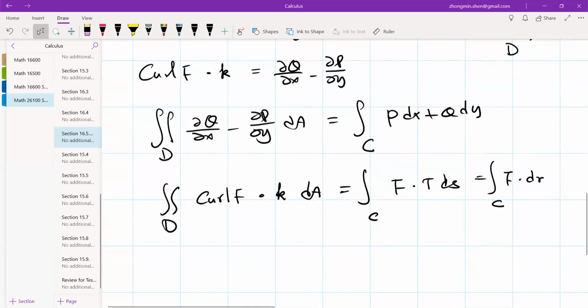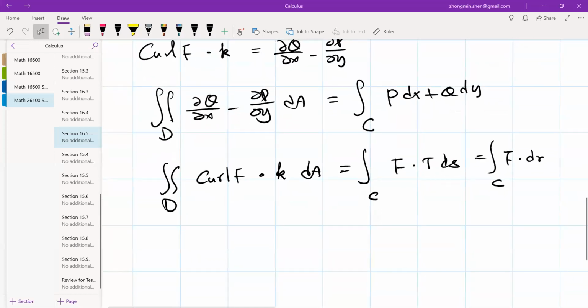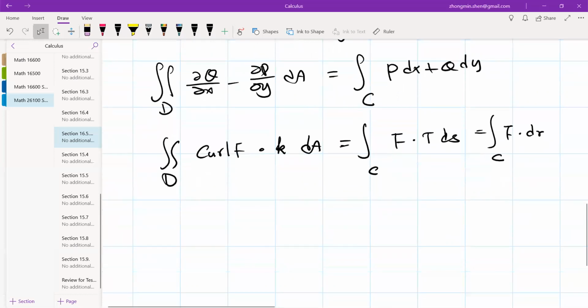Now, if you want to generalize Green's theorem to a vector field in three-dimensional space, then later on you're going to see why we have to introduce the curl of a vector field. So this is a new version of Green's theorem, without using P and Q.